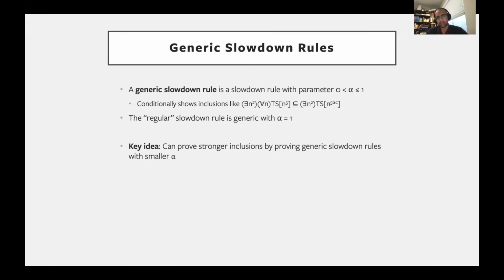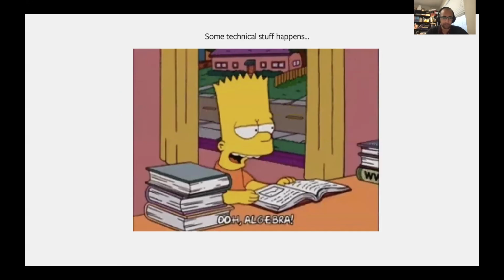But the key idea is that if we can prove a generic slowdown rule with an alpha that's less than 1, then we get a stronger inclusion. And stronger inclusions mean stronger lower bounds and contradictions for larger values of c. So that's basically how we're going to proceed. We're going to try to show that some assumptions that we're able to make imply generic slowdown rules for an alpha that's smaller than 1.